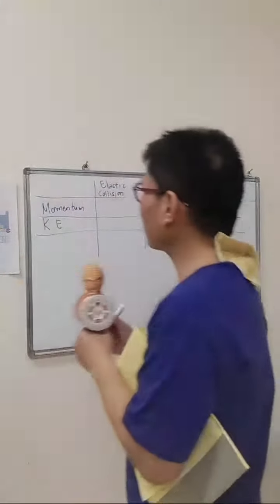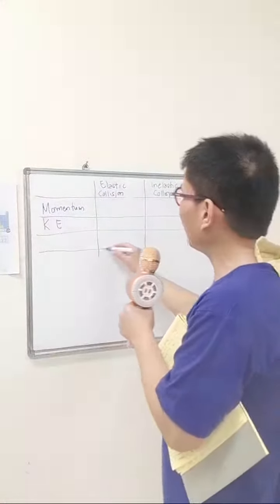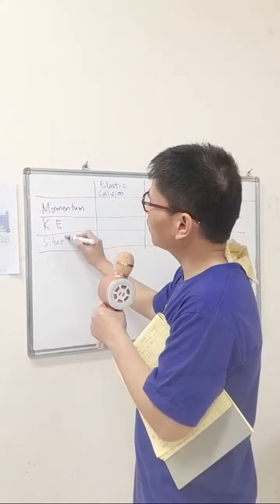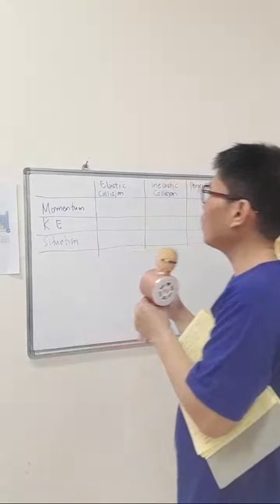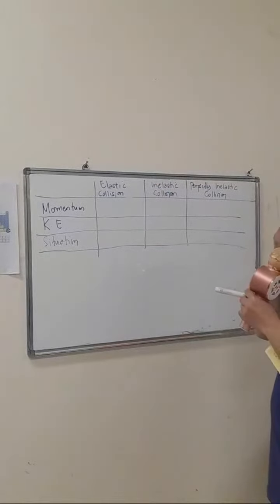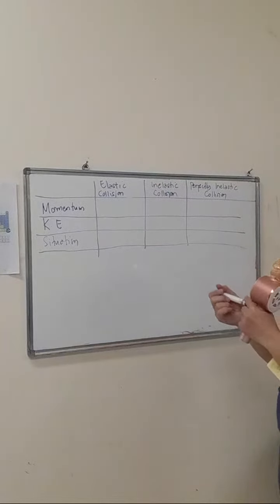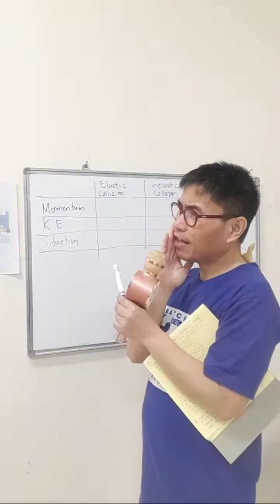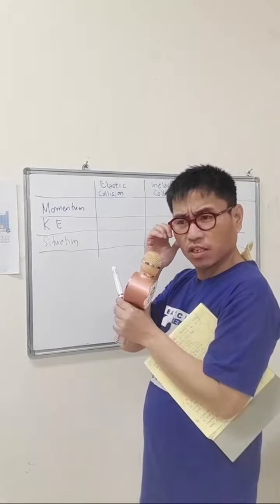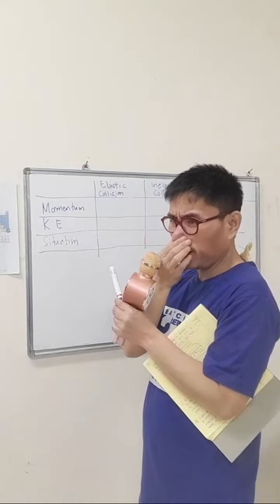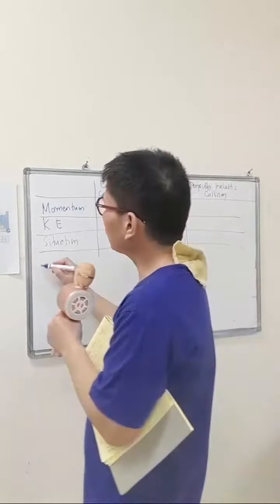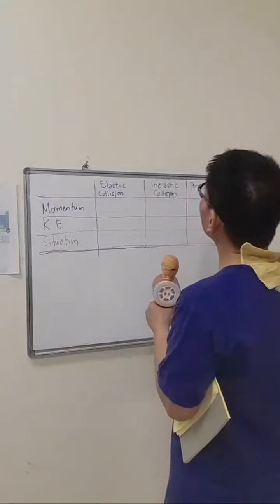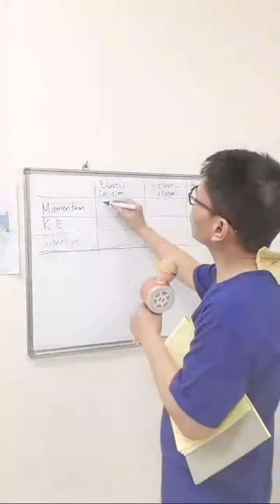Okay. Now, and then also the third row is the situation. Okay, situation. So it's going to be happening. So, in elastic collision, we need to say, guys, the momentum is conserved. Okay, we need to say it's not lost. Okay, get the point? So, like that. So, conserved.